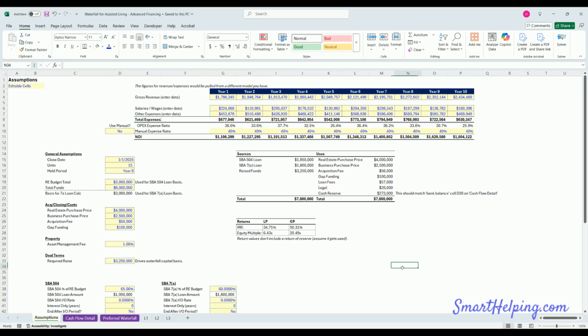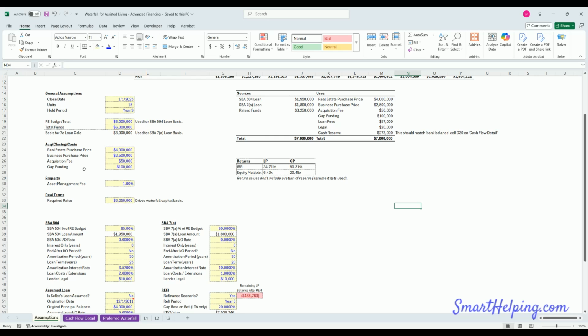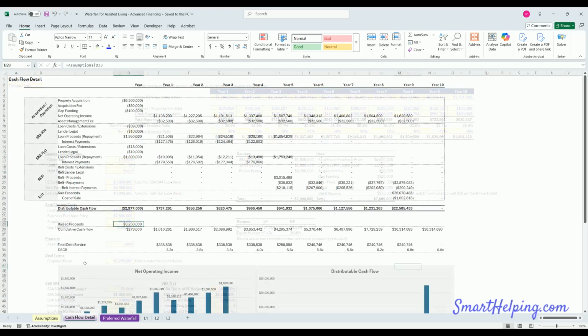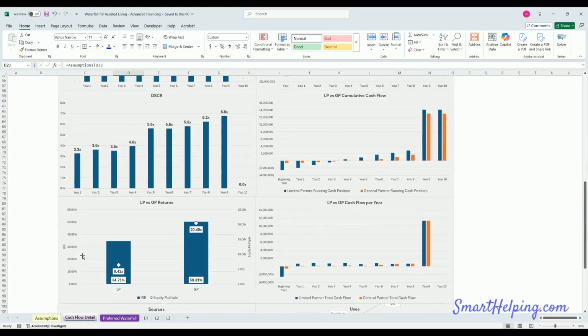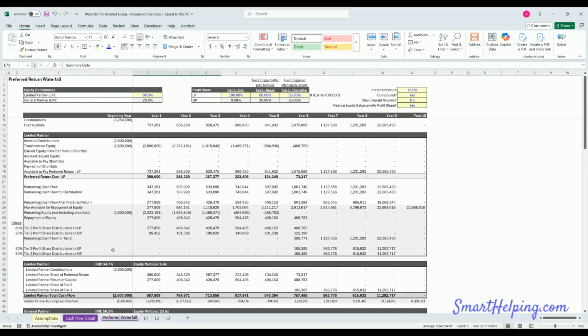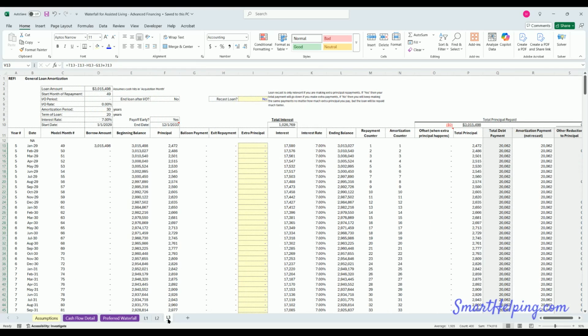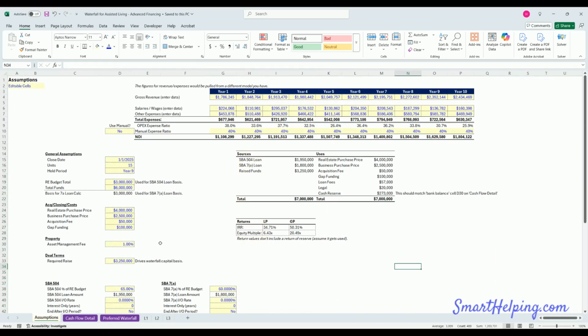The assumptions for the operating part are fairly simple. We just have a simple NOI calculation. The debt and acquisition and preferred return slash joint venture is where things get more complex. You'll see we've got a cash flow detail here, lots of visualizations, preferred return waterfall with a lot of different configurations here. And then all the debt logic is happening in L2 1 through 3. Okay, so let's dive into the granular aspects of the model.